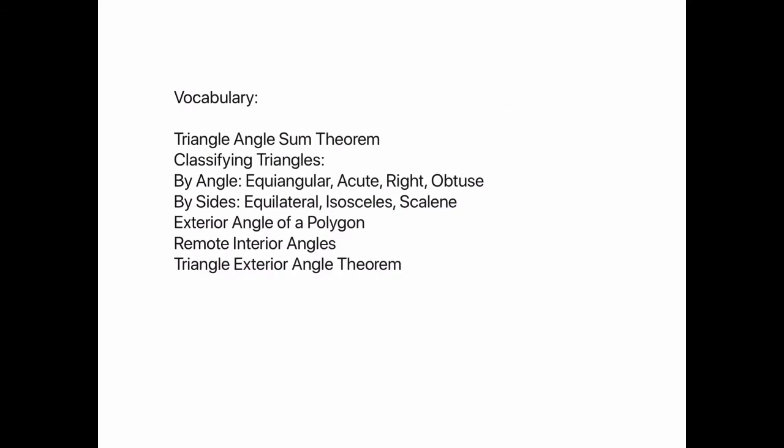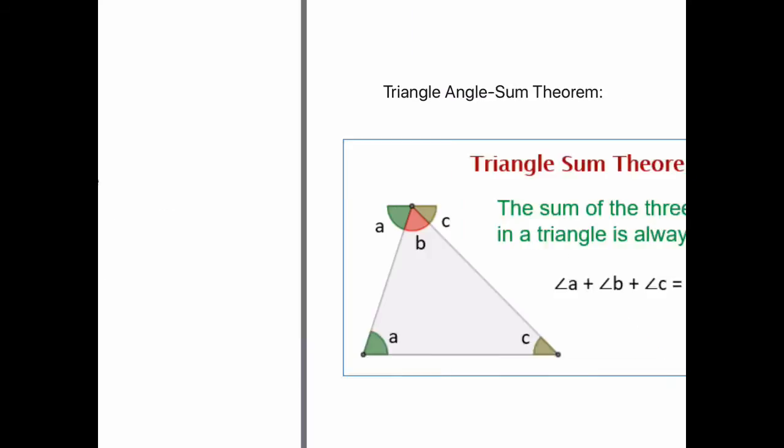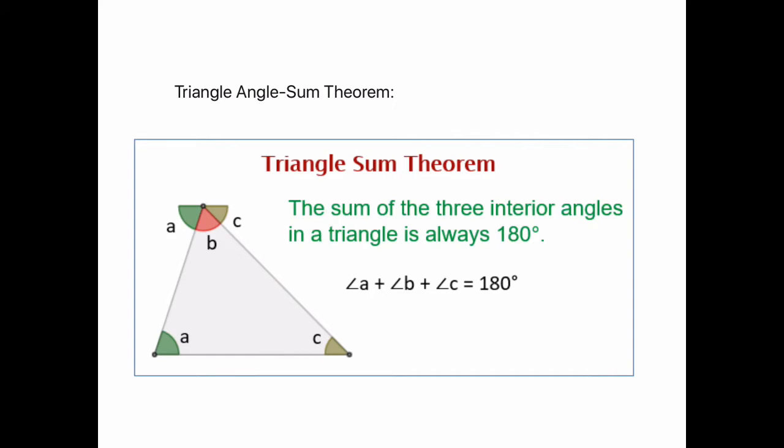This is all the vocabulary we'll be going over today. So let's get started with the triangle angle sum theorem. Basically what it says is that if you add up all the angles inside of a triangle, you'll get 180 degrees. So the sum of the three interior angles of a triangle is always 180 degrees.